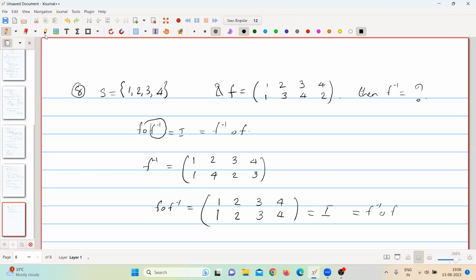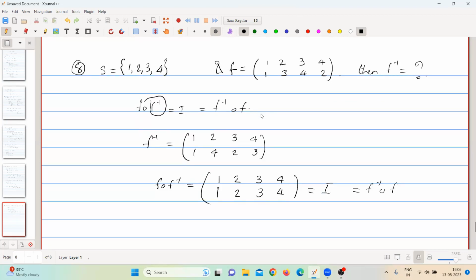So usually this kind of problem will have options. You can select from options. Other than that, if you want to find f inverse directly, the only thing is we just need to interchange the two rows here. So here f is 1, 2, 3, 4 over 1, 3, 4, 2. So in the f inverse, the second row we will take as the first row. That is 1, 3, 4, 2 over 1, 2, 3, 4. Then we will arrange in the ascending order 1, 2, 3, 4.